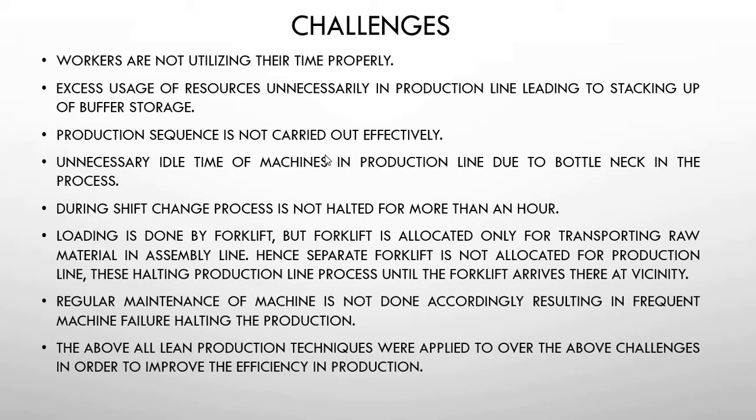And next is the shift change process, which is not held for more than an hour. And next is the loading is done by forklift, but the forklifts are allocated only for transporting raw materials to the assembly line. Hence, a separate forklift is not allocated for the production line. This halts the production line process until the forklift arrives at the point.